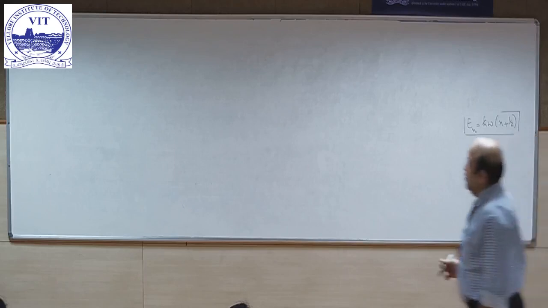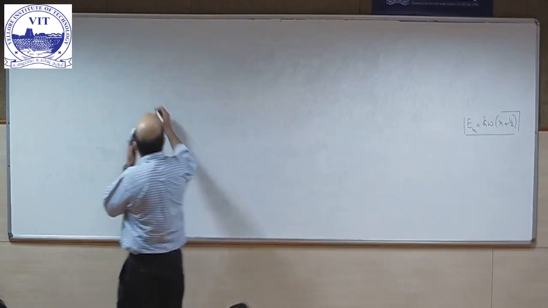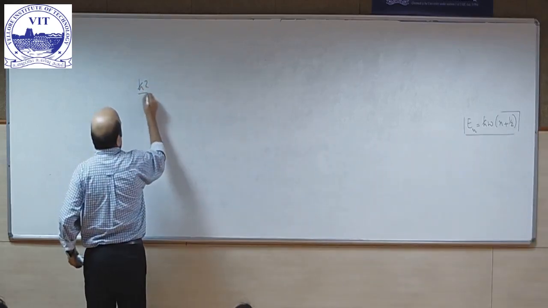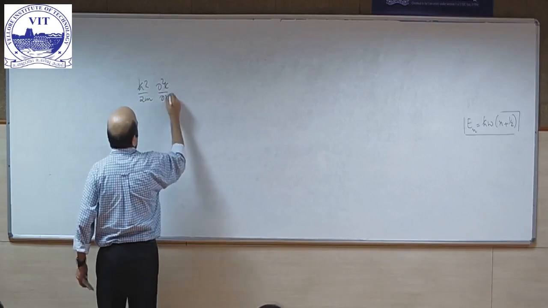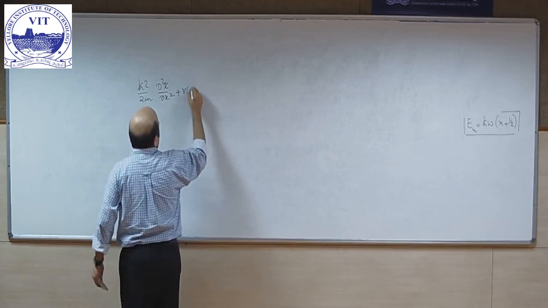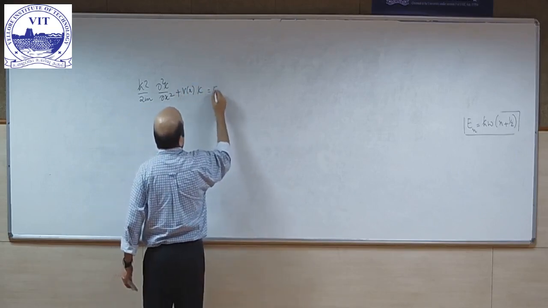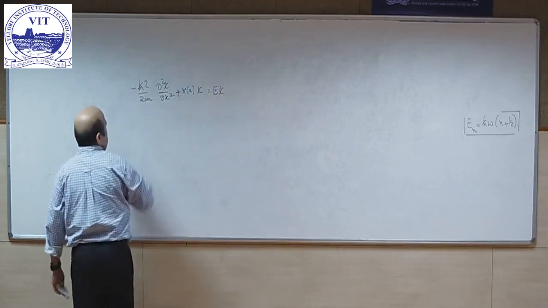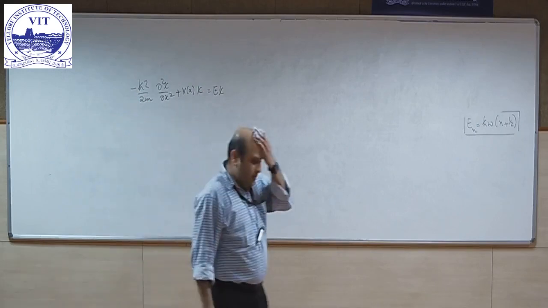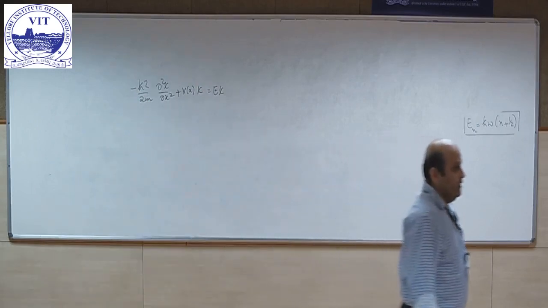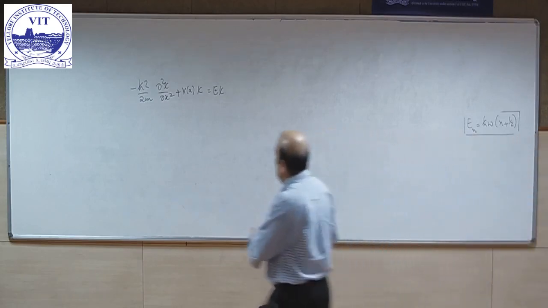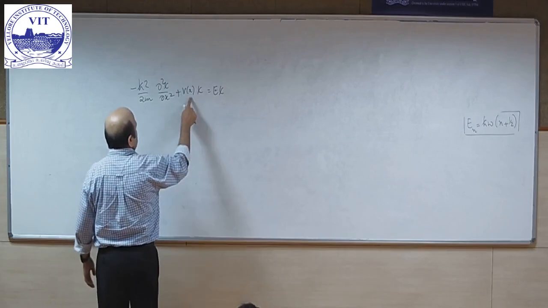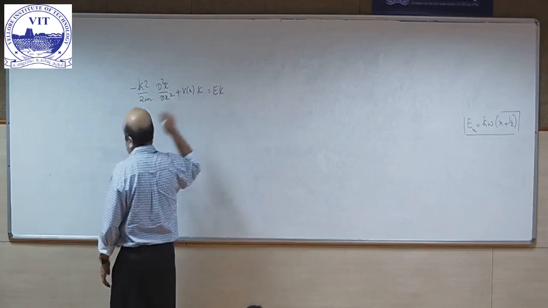Minus h bar square by 2m del square psi by del x square plus V of x psi equal to E psi. This is my starting point always. You write down the Schrodinger equation and you have two parts in that. One is the kinetic energy, one is the potential energy, the sum of which gives you the total energy.